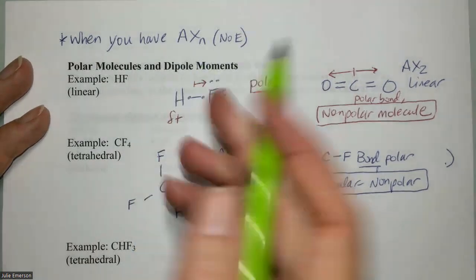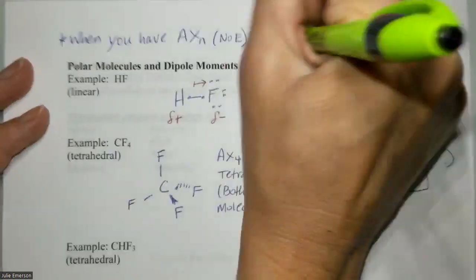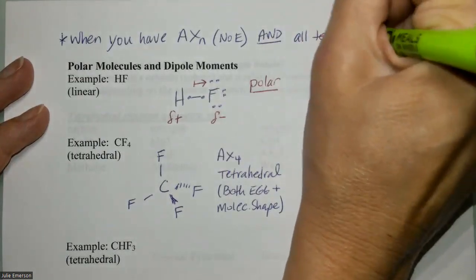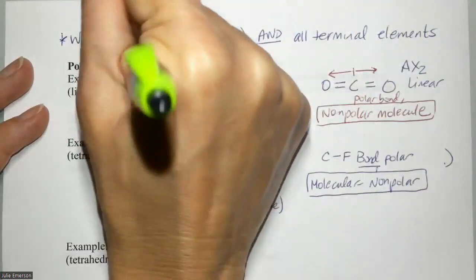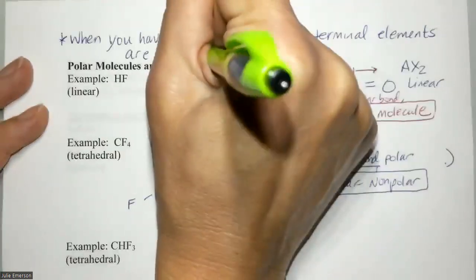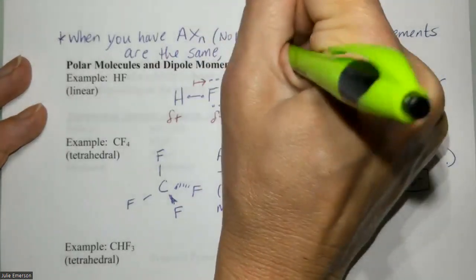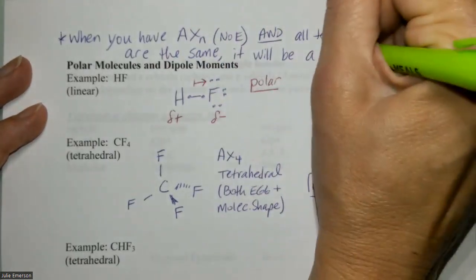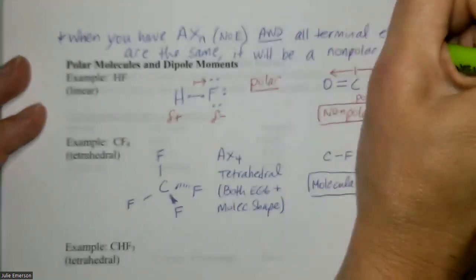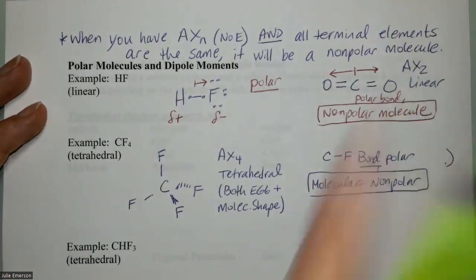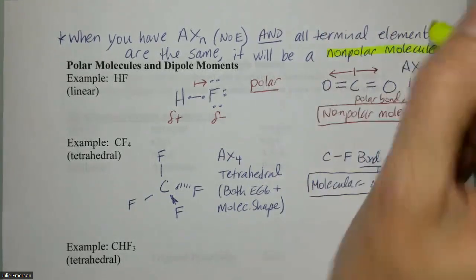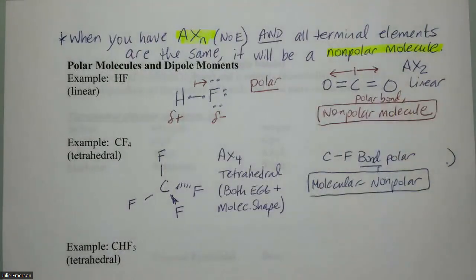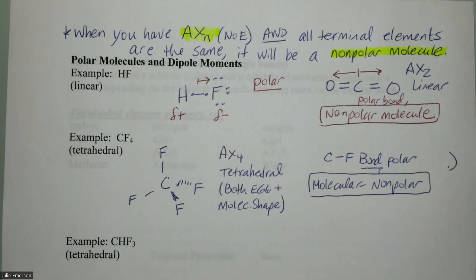When you have an AXN, and all terminal elements, meaning the ones on the end, are the same, it will be a nonpolar molecule. So there will be no poles. But this is the thing: it has to be AXN and all the terminal elements have to be the same. So what do I mean by the terminal elements?